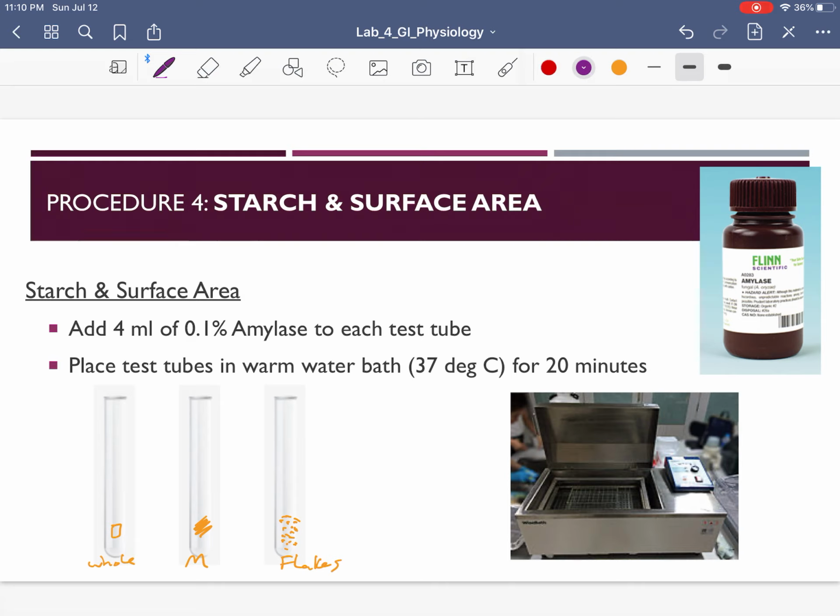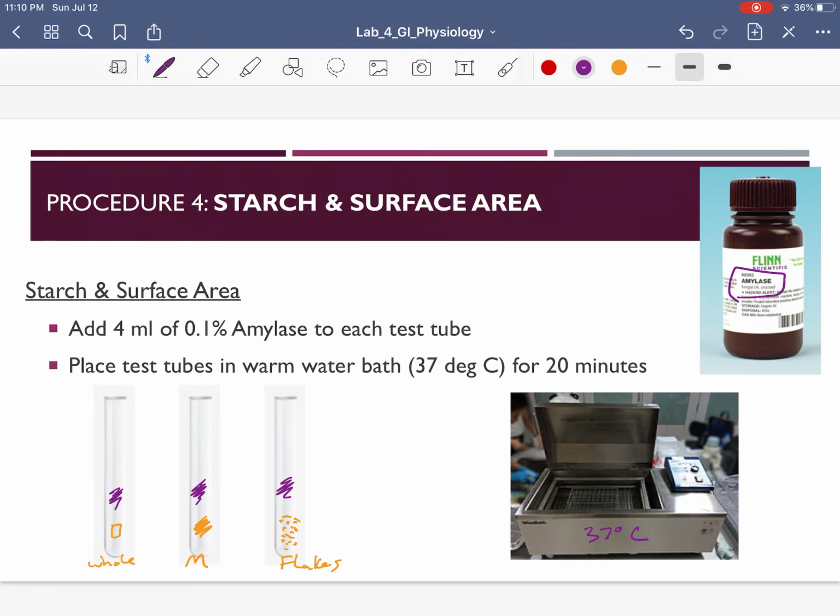All right, now we're going to add the enzyme. In this way, it's similar to our first three experiments. We started with a nutrient, in this case, starch. We're going to add an enzyme, which is amylase. We're going to add the same amount of amylase to each one. Then we're going to place all three test tubes into, you guessed it, a warm water bath at about 37 degrees Celsius, which approximates the body's internal core temperature.